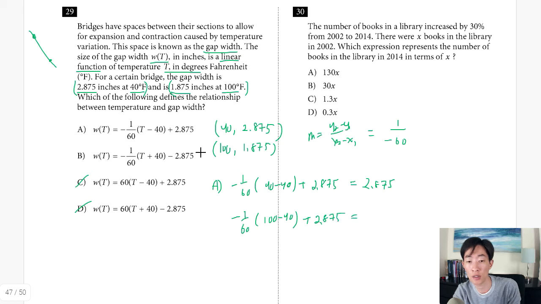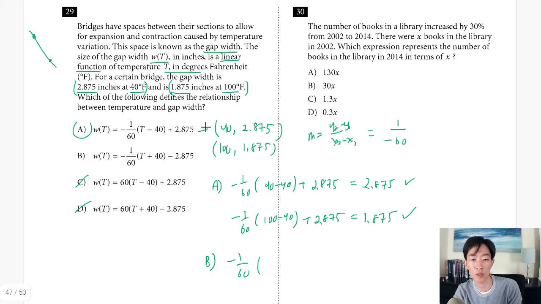and the Y value in the second ordered pair is 1.875, so we can probably do this in our heads. 100 minus 40 is 60, times negative 1 over 60, that's going to be negative 1 plus 2.875, which is the same as 1.875. So choice A works for both these values, so it's going to be the answer. If you weren't sure, just very quickly plug in the first value for choice B, and you'll see that it won't work. So choice B is negative 1 over 60.